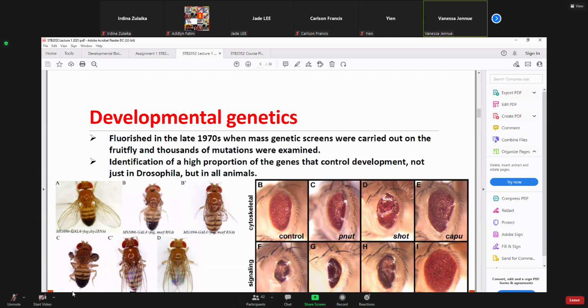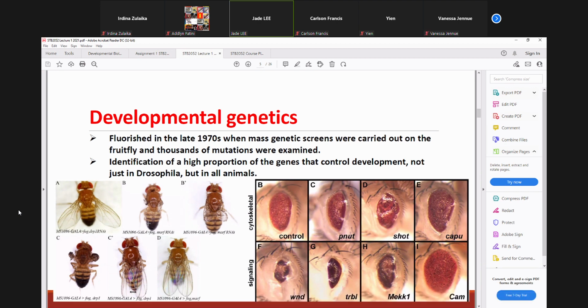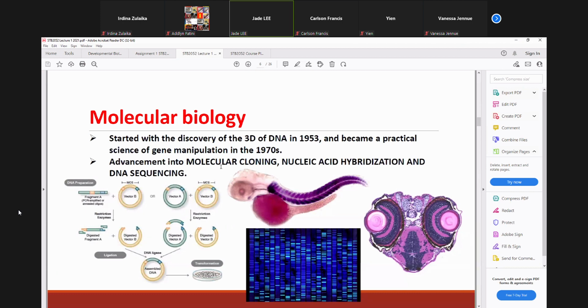Phenotype is an appearance. We have genotype, we have phenotype. I hope you can get back to your general genetics so that you know what genotype is all about. Phenotype and genotype. And if you look at molecular biology, it started with the discovery of the 3D DNA structure in 1953, and became the practical science of gene manipulation in 1970.